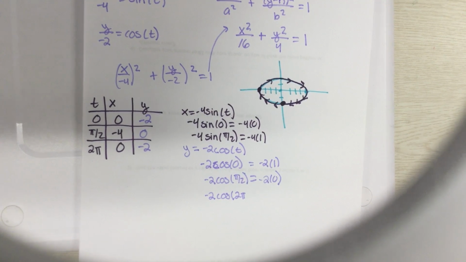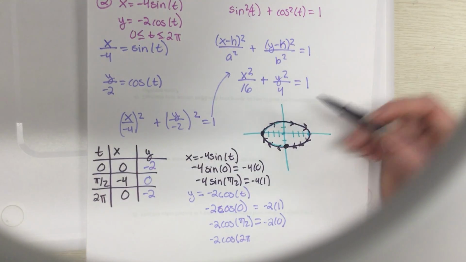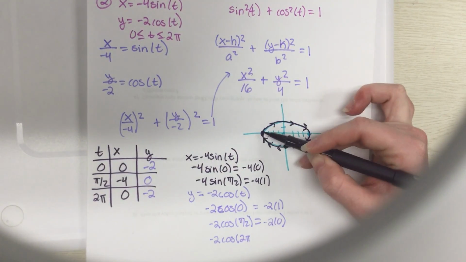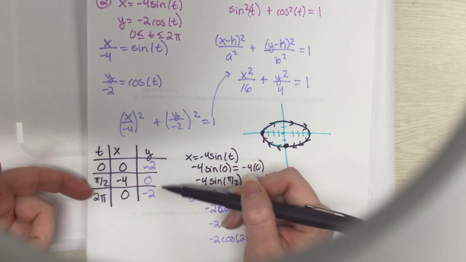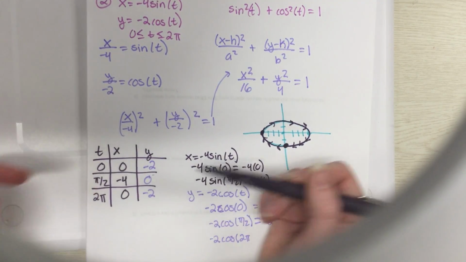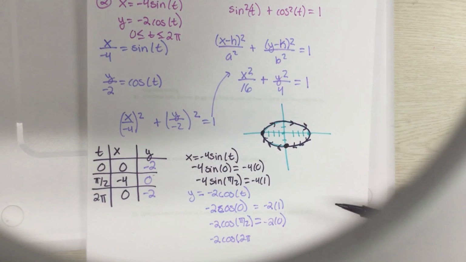I hope you're feeling okay with how to find directions. You always want to start and then see which way you're going, and that's the way you put your arrows. You always pick your starting point, your ending point, and some point in between that actually helps you figure out what direction you're going.